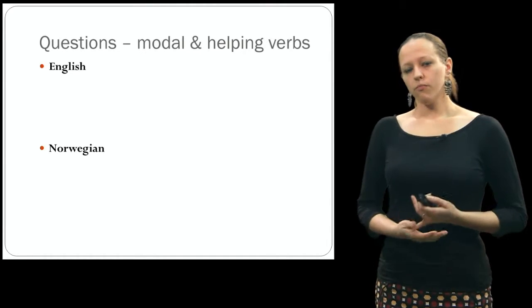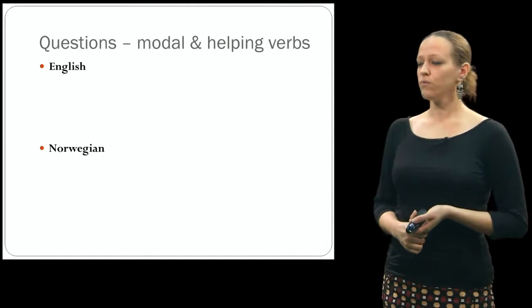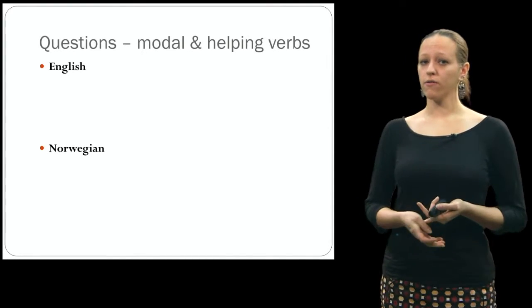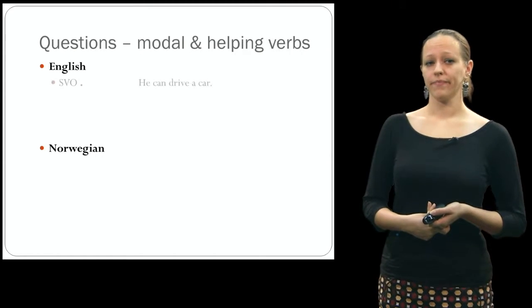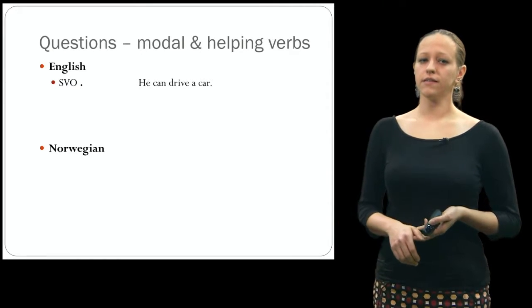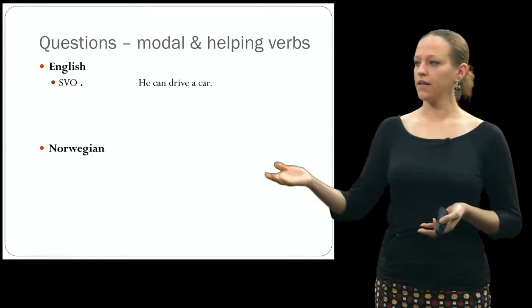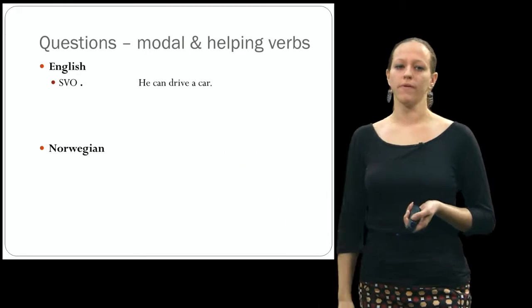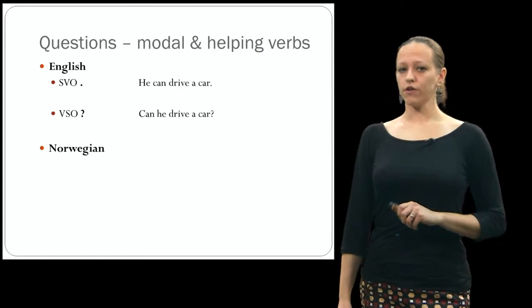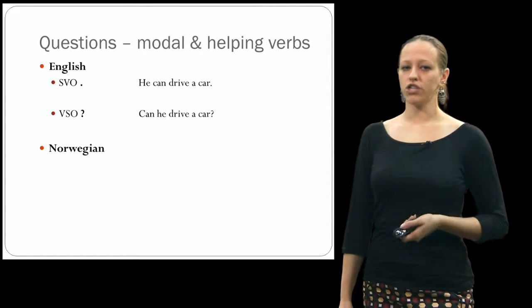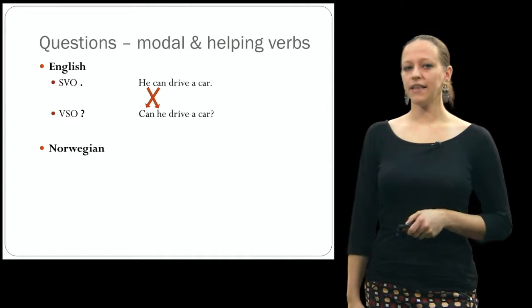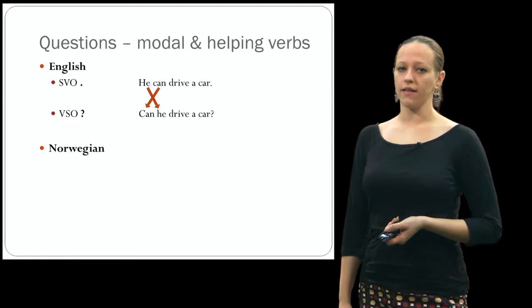Now, this can get more complicated in questions. First we'll look at modal and helping verbs. Modals are can, may, and so on, and helping verbs are do or have. So if we look at declarative sentences, sentences that just state something, in English we have SVO, full stop. He can drive a car. If we make a question with modal verbs and helping verbs, we make the question as VSO and question mark. Can he drive a car?